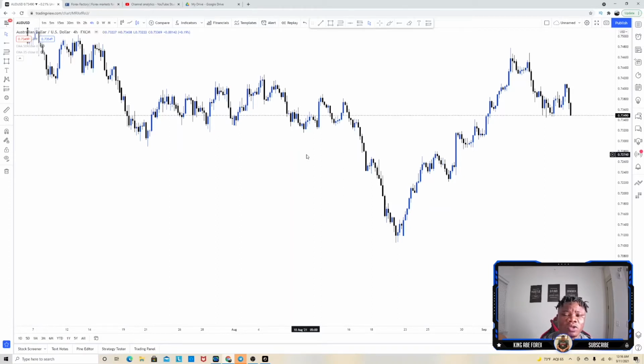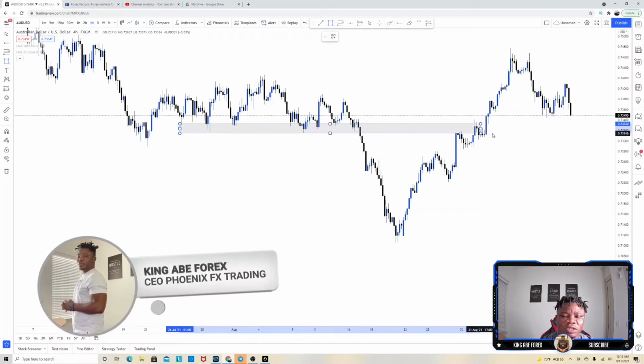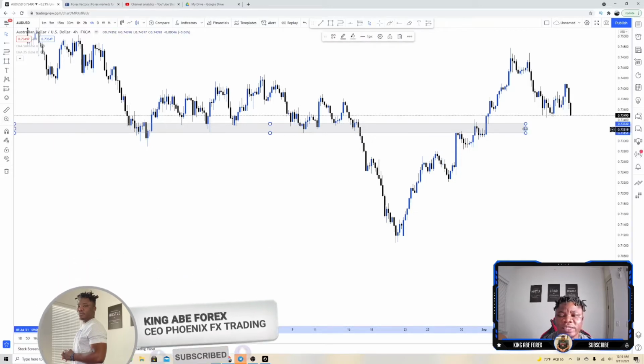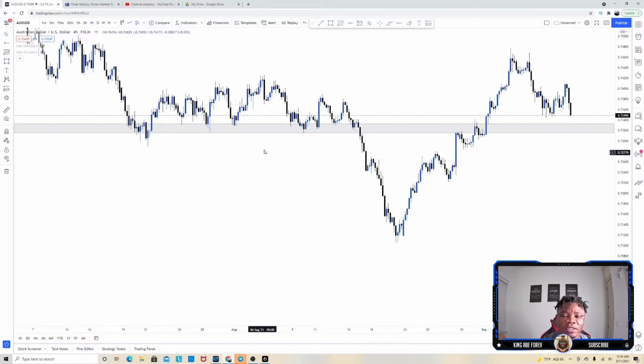Now, looking at this chart here, we can definitely see that we had a support zone here because support is always at the bottom. So we know that we have a support zone here, and this support zone is definitely a major support zone because we have multiple rejections. Price couldn't break this zone multiple times.